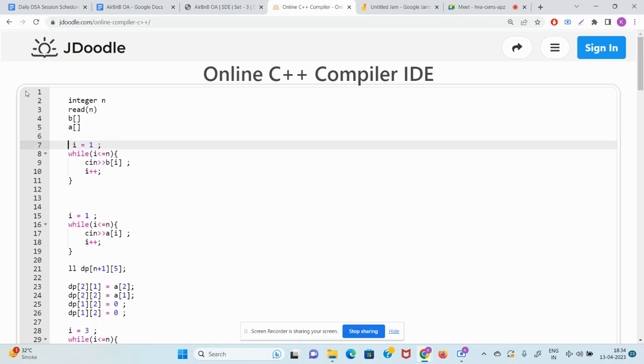Then I run an integer I from 1 to n and I read each element of array B. Okay. Then I do the similar stuff here. I read each element of array A. I declare a two-dimensional DP array. Even in Java, Python, it looks like this only. So don't increase your blood pressure.